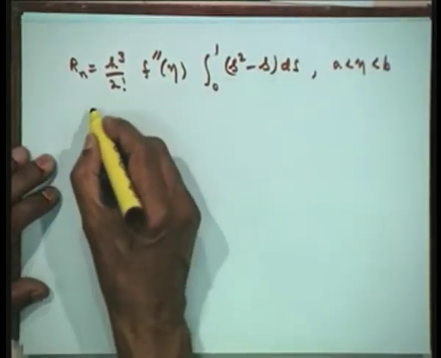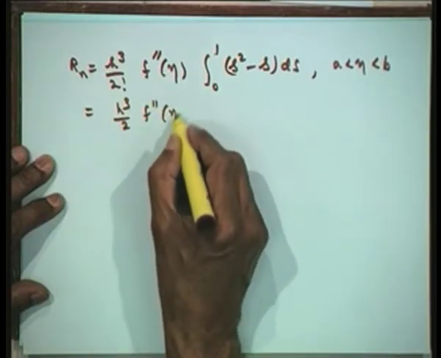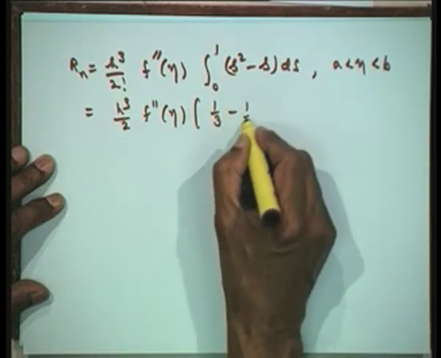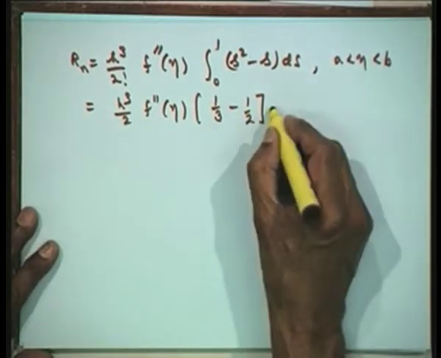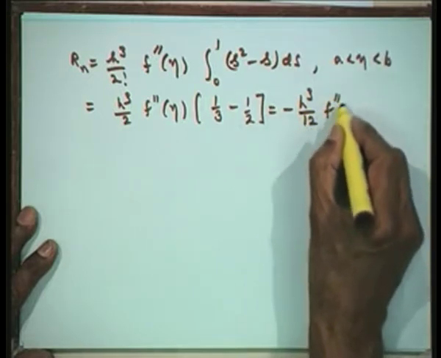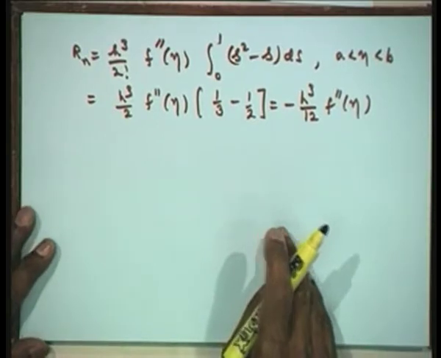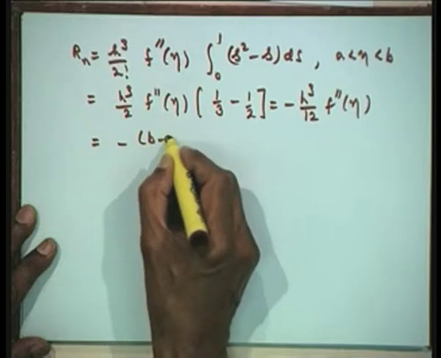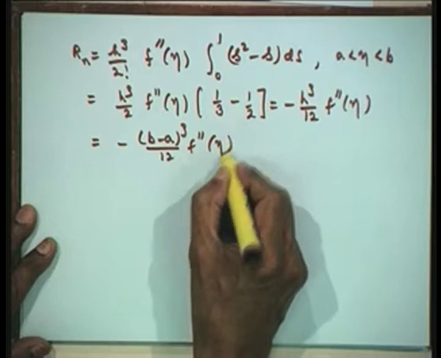Now let us evaluate this. This is equal to h cubed by 2 f double dash of eta, this is s cubed by 3, that is 1 by 3 minus 1 by 2. This gives you minus 1 by 6. So, minus h cubed by 12 f double dash eta. If I want in terms of b minus a, I can also write in terms of b minus a whole cubed by 12 f double dash of eta.